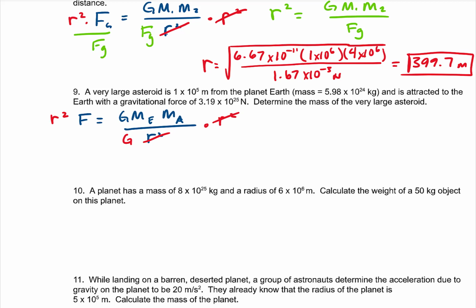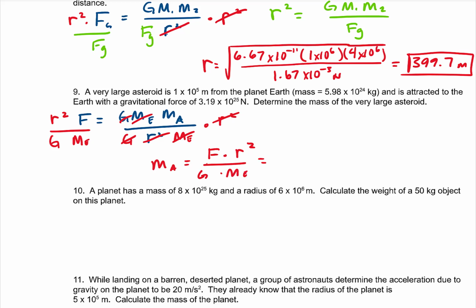Then we have to divide both sides by g. That makes that go away. And then divide both sides by the mass of the Earth. That makes that go away. So what we've got is that the mass of the asteroid is equal to the force times the radius squared divided by g times the mass of the Earth.